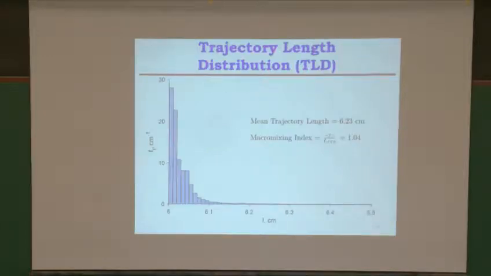Now we can look at the trajectory length distribution. We can define the macro mixing index. It's actually a ratio of the mean trajectory length over the axial one. In the case of pure plug flow, that ratio should be 1. We see in this case it's slightly greater than 1 because of a little bit of back mixing occurring in the system. So we're able to obtain that particular parameter in the system.